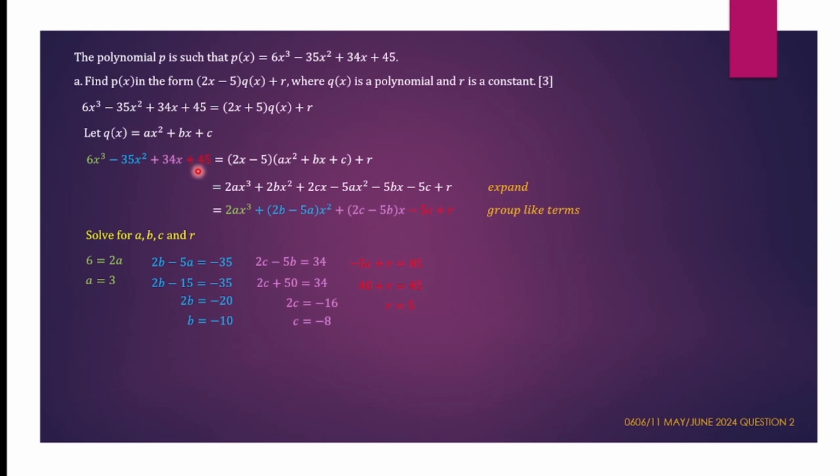For the constant term, on the left side, it's equal to 45, and that must be equal to negative 5c plus r. So we have negative 5c plus r equals 45. We know c is negative 8. Put negative 8 here, we'll get 40. And then we subtract 40 from both sides. So r will be equal to 5. So we can write our polynomial as (2x minus 5) times (3x squared minus 10x minus 8) plus 5. And we'll use that on the next section.